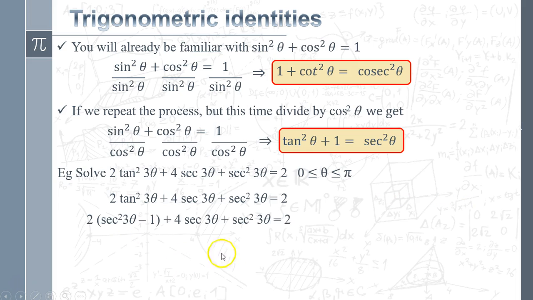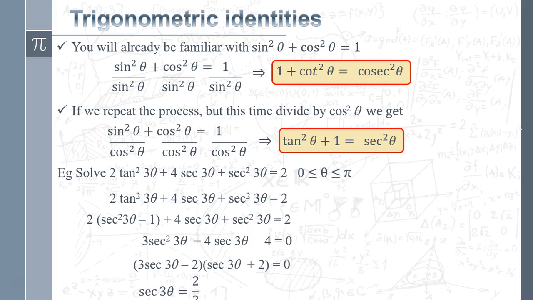And there it is. Now all we've got to do is multiply the brackets and tidy it up. And there it is, tidied up. I've also brought the 2 over, so we've got it as a quadratic equal to 0. Again, your choice: factorise, quadratic formula, whack it into a calculator, whatever it is you do. I've factorised, and we end up with two solutions coming from here. So we've got sec 3 theta equals 2/3, and we've got sec 3 theta equals minus 2.